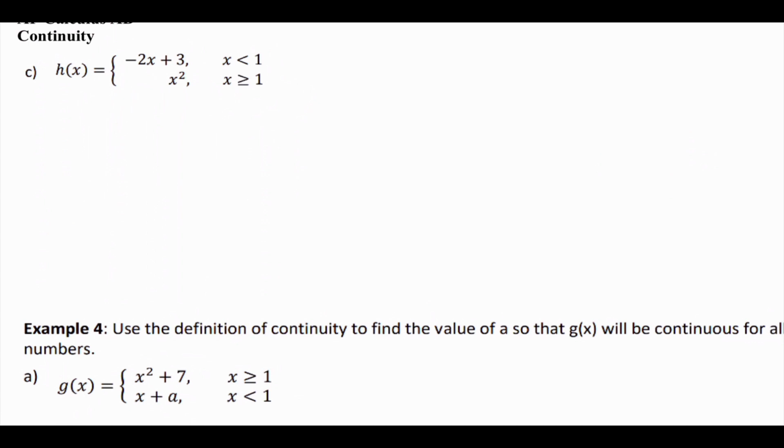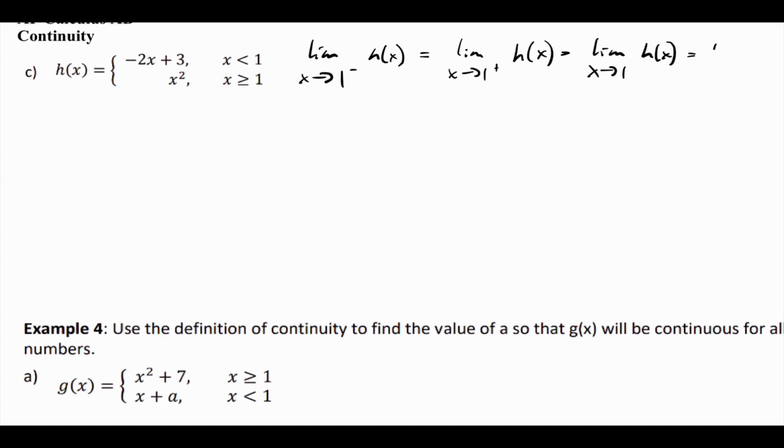So I'm going to set up my problem again. The limit as x approaches 1 from the left for h of x has to equal the limit as x approaches 1 from the right for h of x, which equals the overall limit, which equals h of 1.